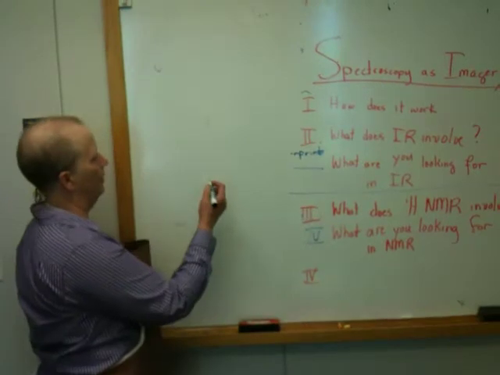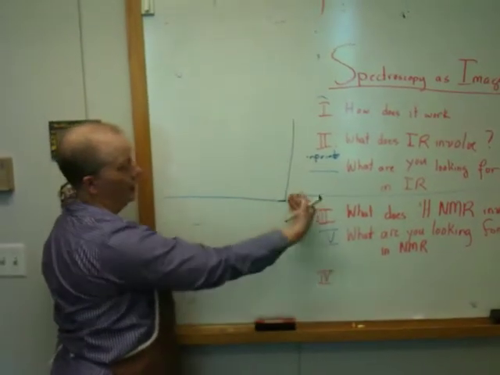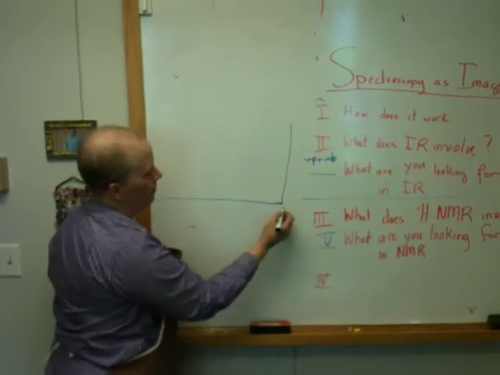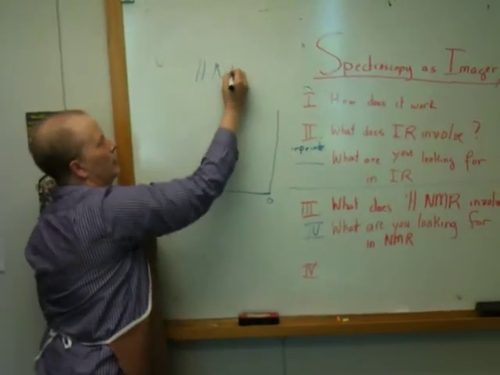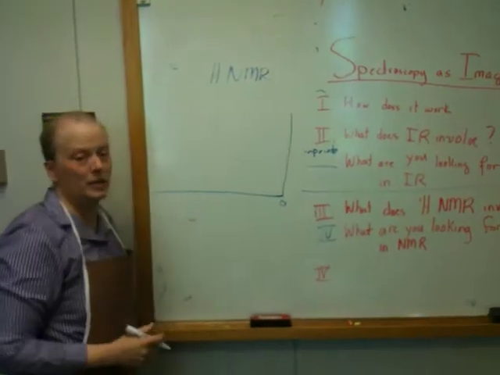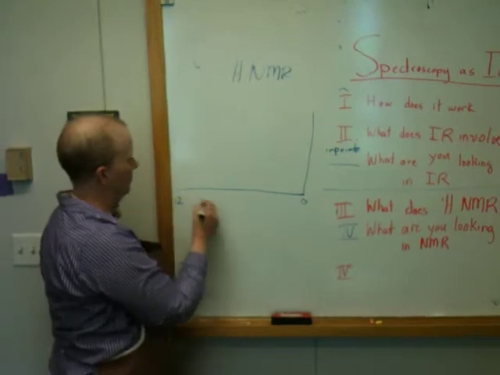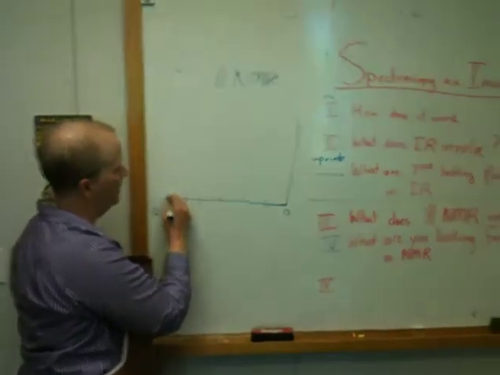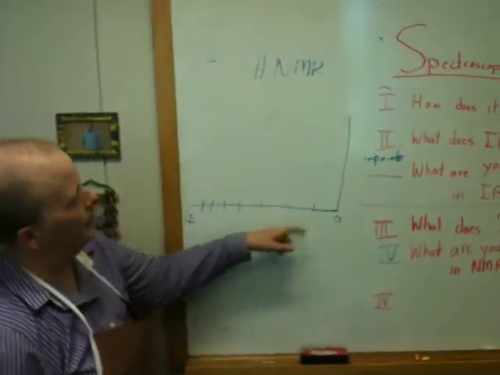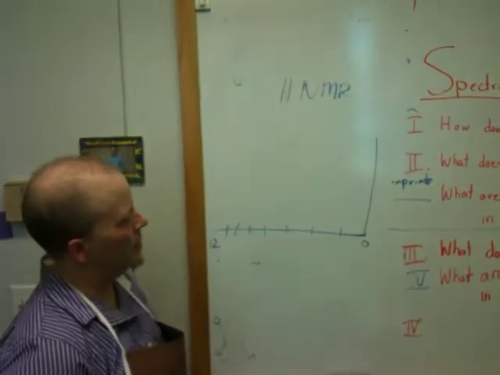NMR is a little tougher, but an NMR spectrum looks basically like this. It goes in the other direction. It goes from 0, this is a proton NMR. We're not going to be doing other types of NMR this semester. 0 to 12 parts per million. And what we're going to talk about here is a little bit about positioning and a little bit about what you expect for a couple molecules.